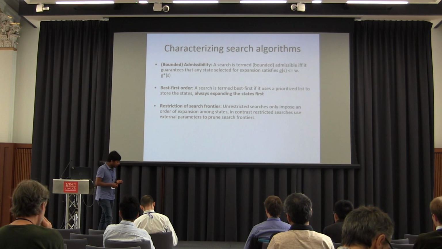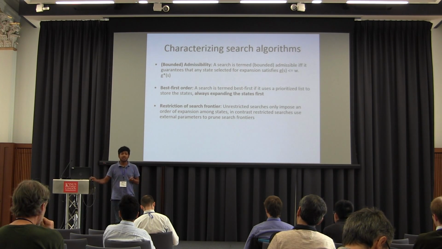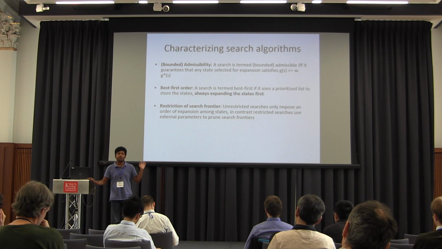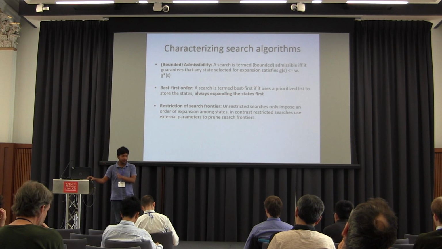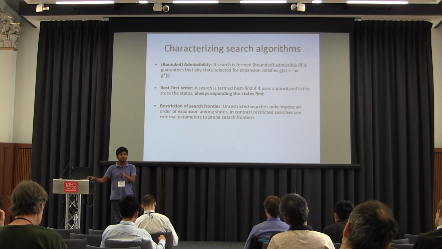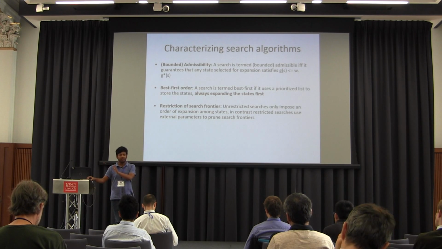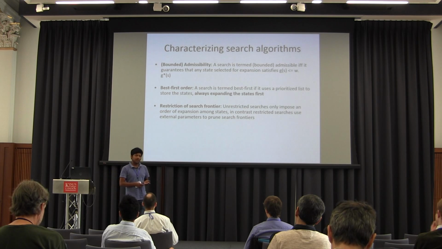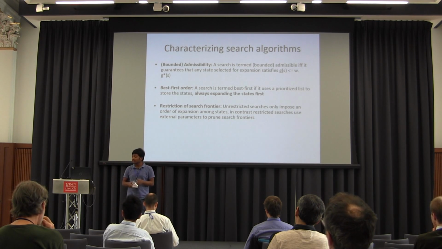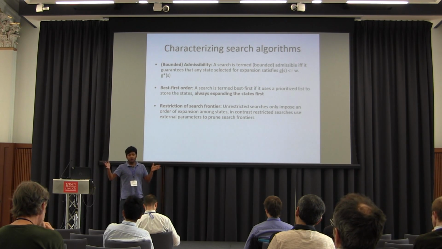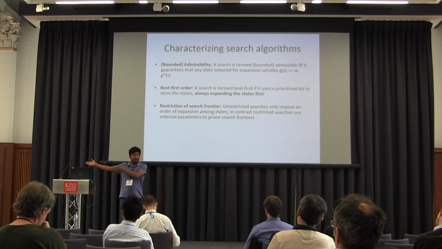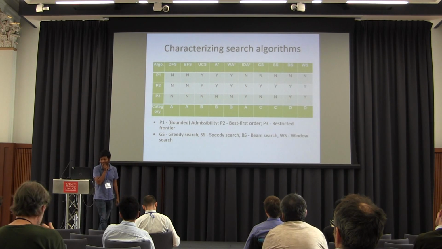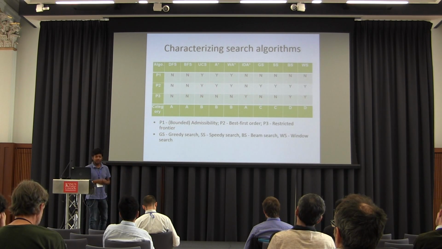The final property we use is whether the search only orders the states it sees, or it also restricts or prunes some states. For example, again, greedy best-first search. It's an inadmissible search, but it only uses an ordering. It doesn't impose a restriction or external pruning. But if you think of beam search, even best-first beam search, it doesn't only order. If you work with a beam width, whatever you have seen after the beam width, it just throws away. So with these properties, we basically characterize some of the well-known search algorithms.